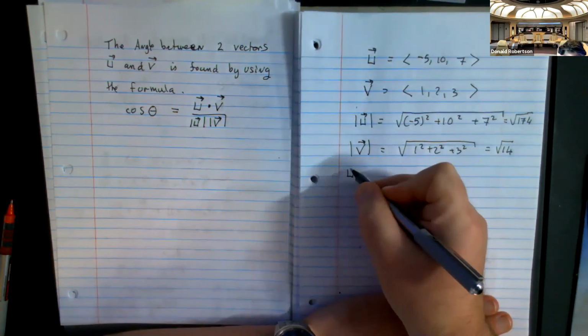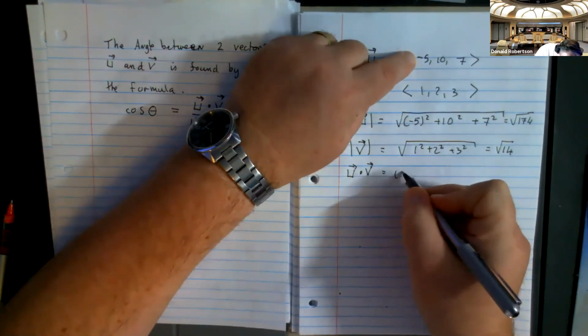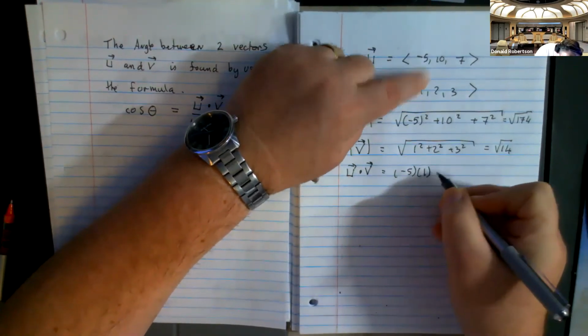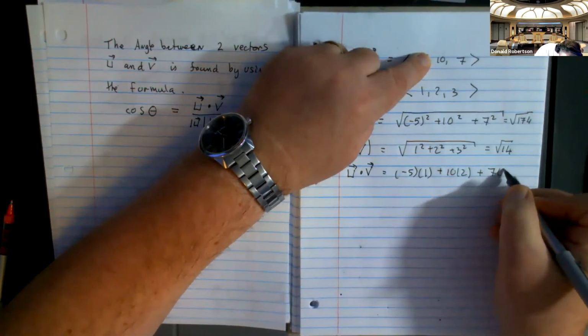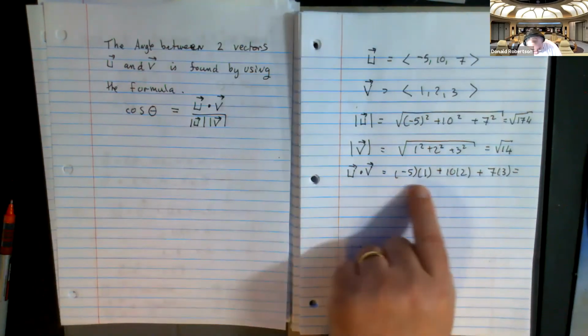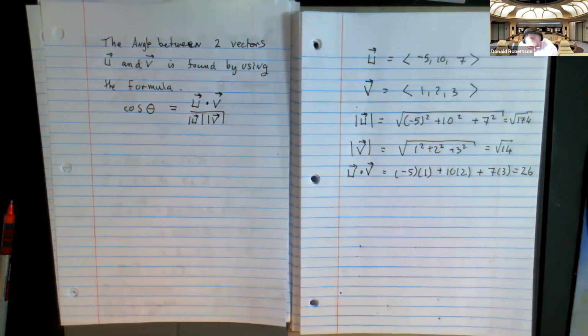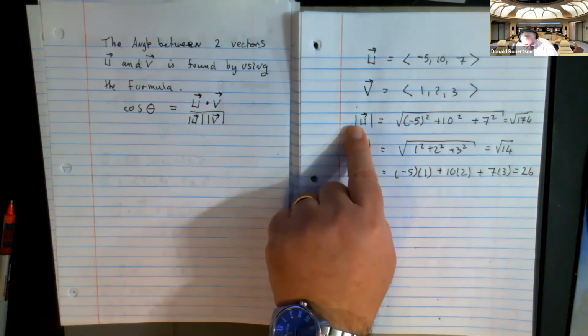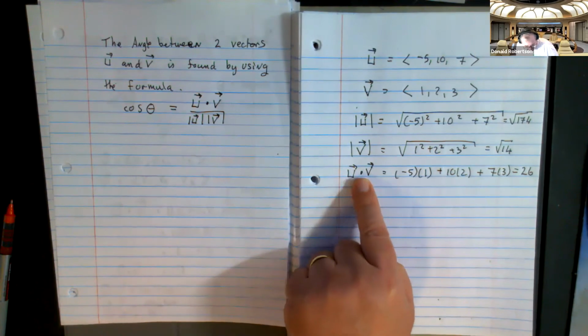I then find the dot product. So -5 times 1, add 10 times 2, add 7 times 3, and that gets me -5 and 20 and 21, so I believe you get 26. Are you all comfortable with the numbers that I've got right now? If I made a mistake, tell me. Do those three look good? Magnitude of u, magnitude of v, and the component version of the dot product.